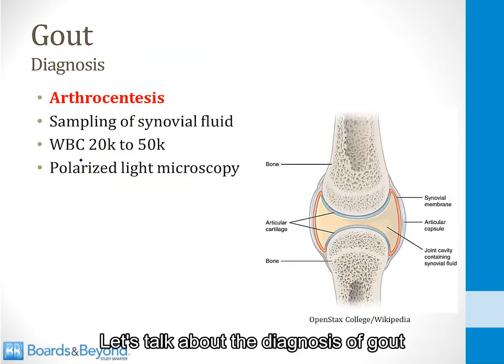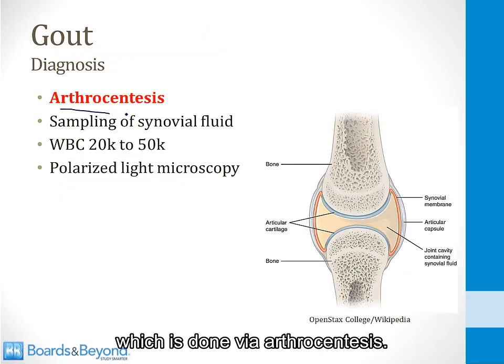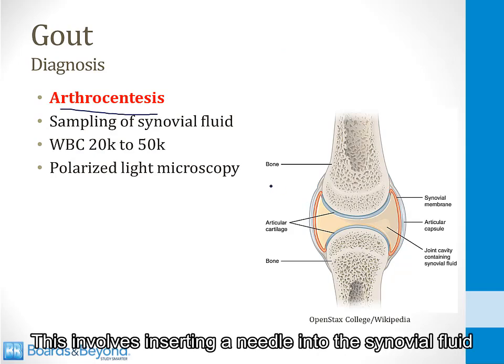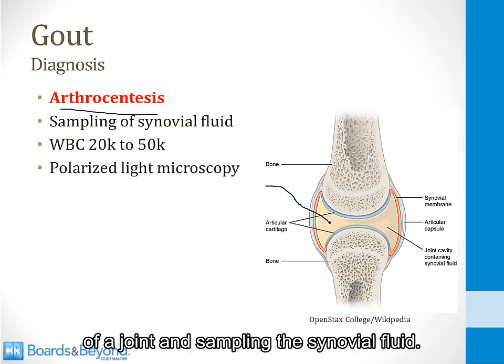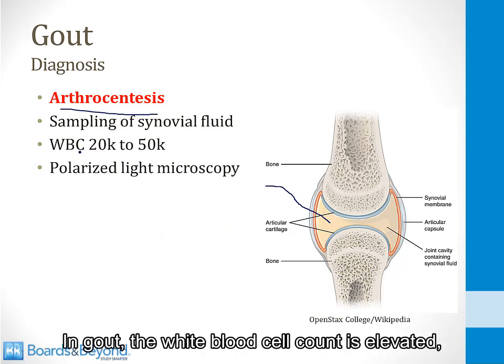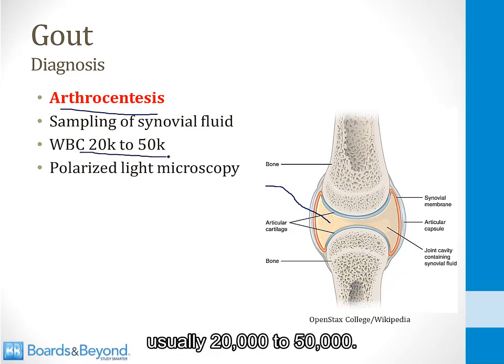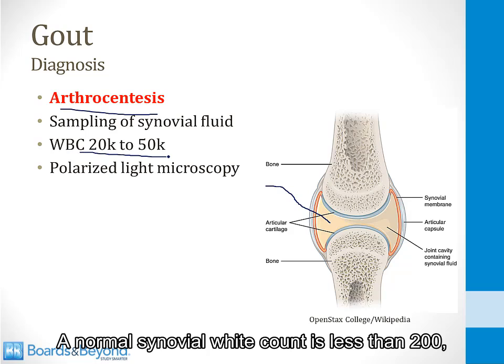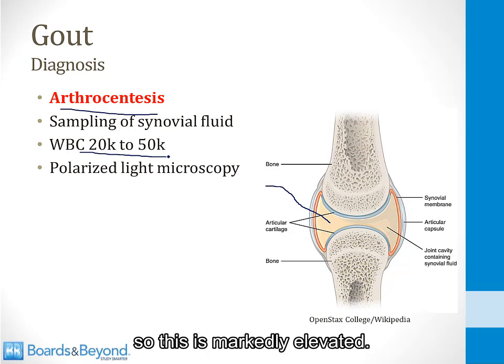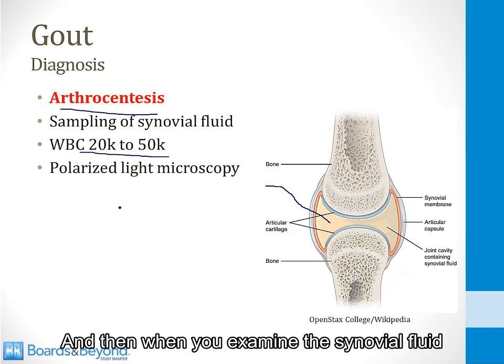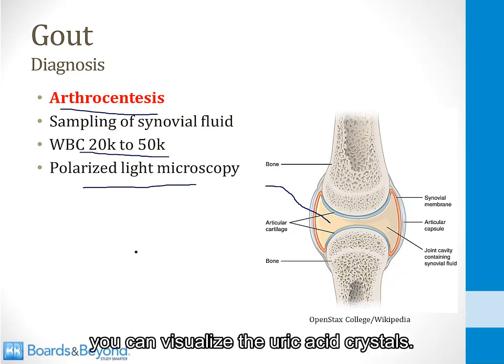Let's talk about the diagnosis of gout, which is done via arthrocentesis. This involves inserting a needle into the synovial fluid of a joint and sampling the synovial fluid. In gout, the white blood cell count is elevated, usually 20,000 to 50,000. A normal synovial white count is less than 200, so this is markedly elevated. And then when you examine the synovial fluid under polarized light microscopy, you can visualize the uric acid crystals.